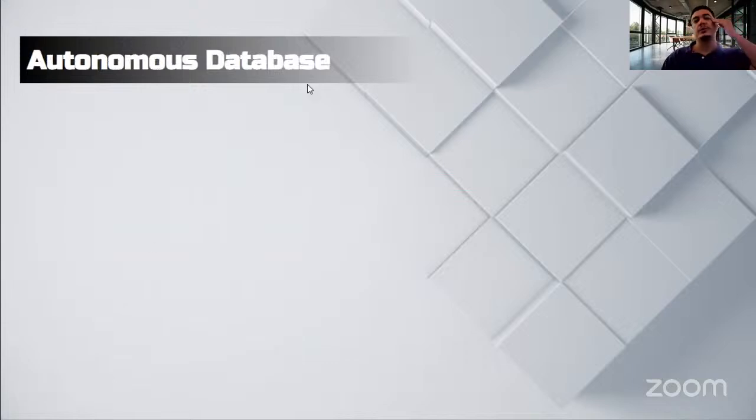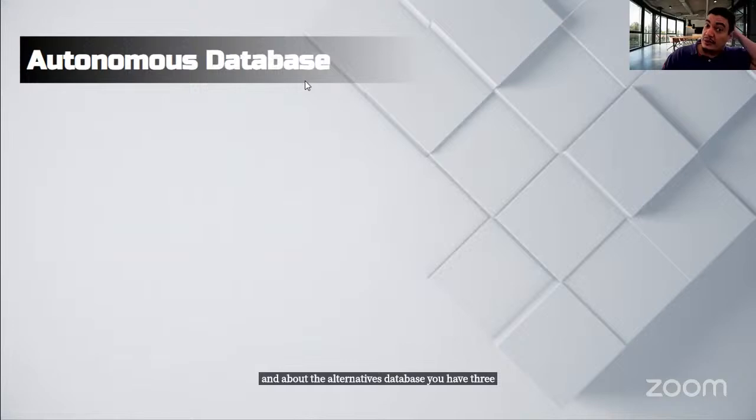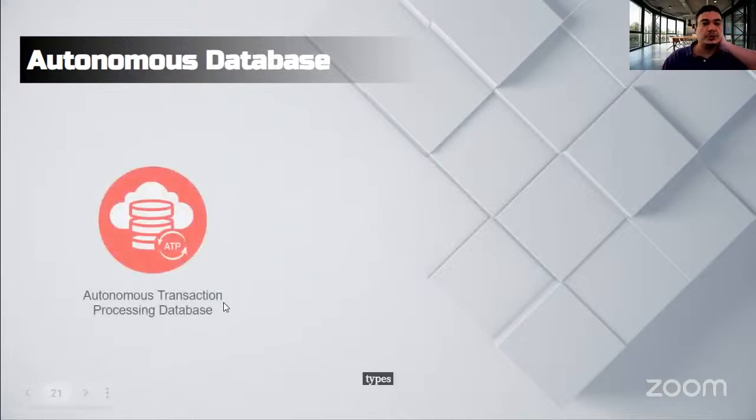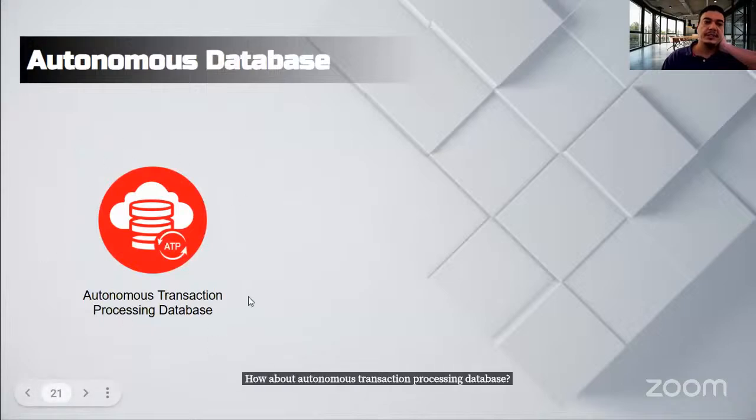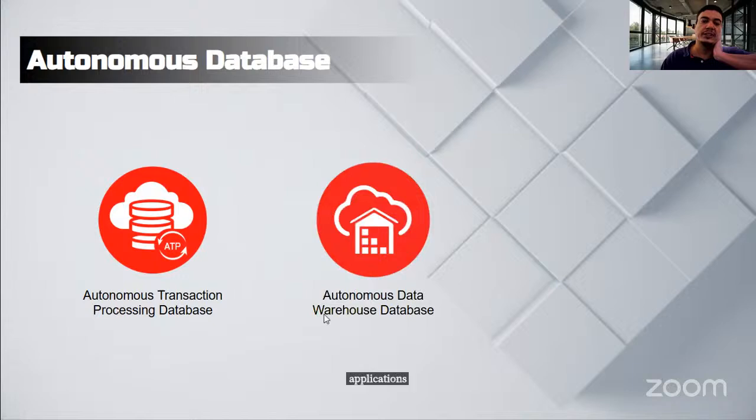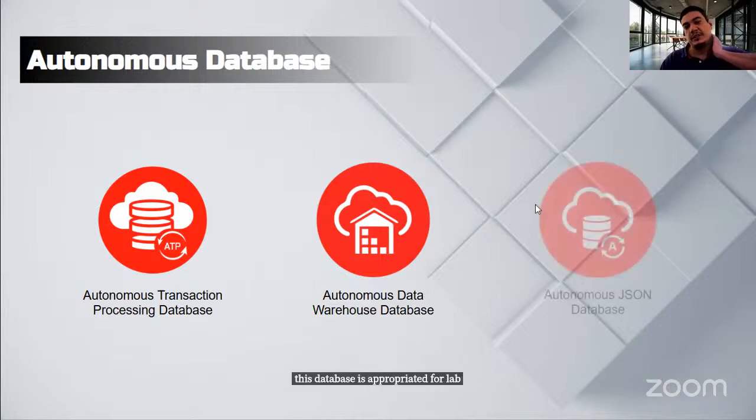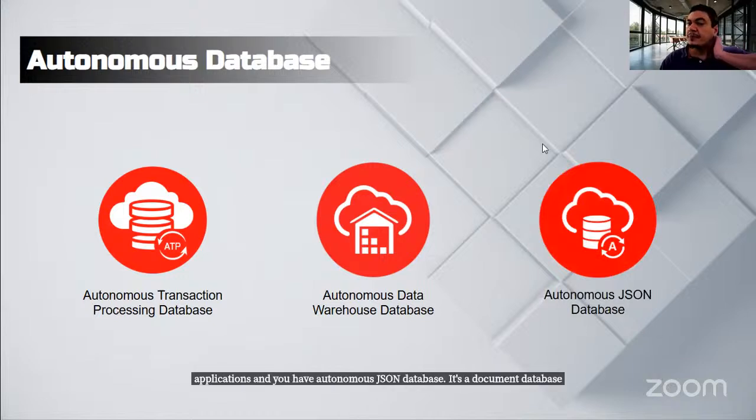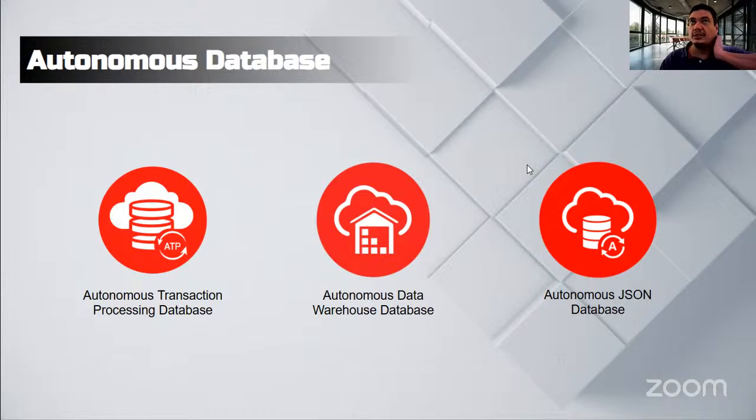And about the autonomous database, you have three types of workloads. I have an autonomous transaction processing database. This database is appropriate for OLTP applications. You have an autonomous data warehouse database. This database is appropriate for OLAP applications. And you have autonomous JSON database. It's a document database that uses JSON.